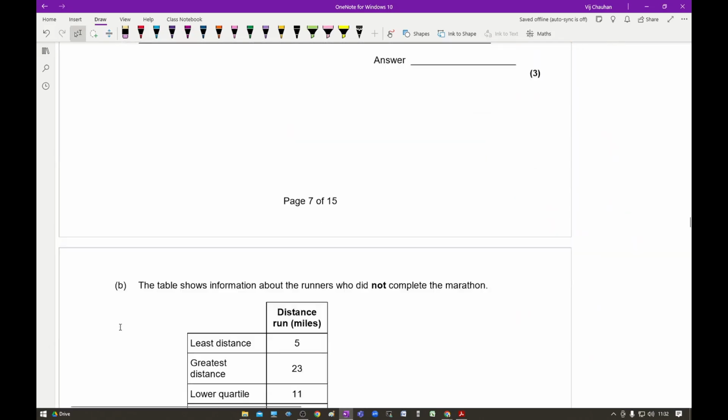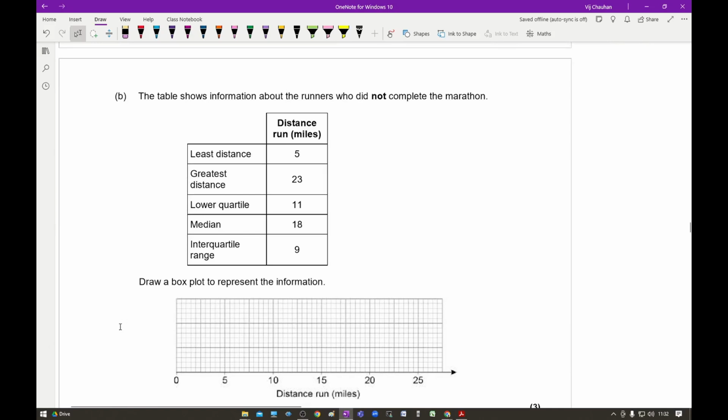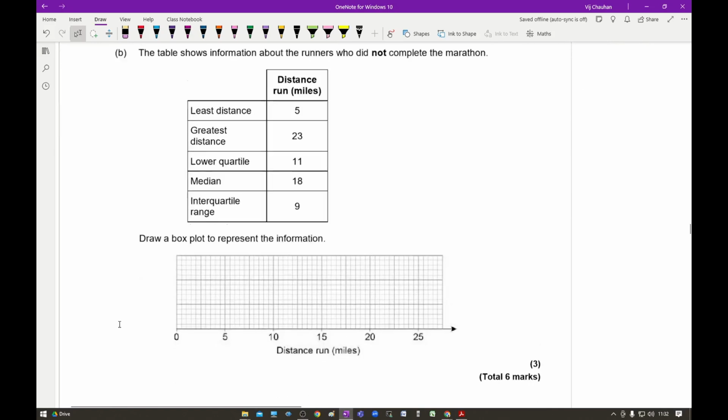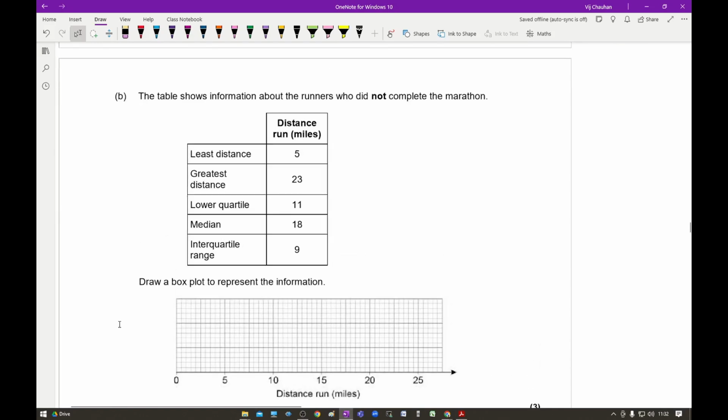Then moving on to the last part, it says the table shows information about runners who did not complete the marathon. It gives us the least distance, the greatest distance, the lower quartile, the median, and the interquartile range, and the question is asking us to draw a box plot to represent the information. If I mark down each of these values, the smallest distance is 5, so I'm going to draw a line at 5. The greatest distance is 23, so that's going to be there.